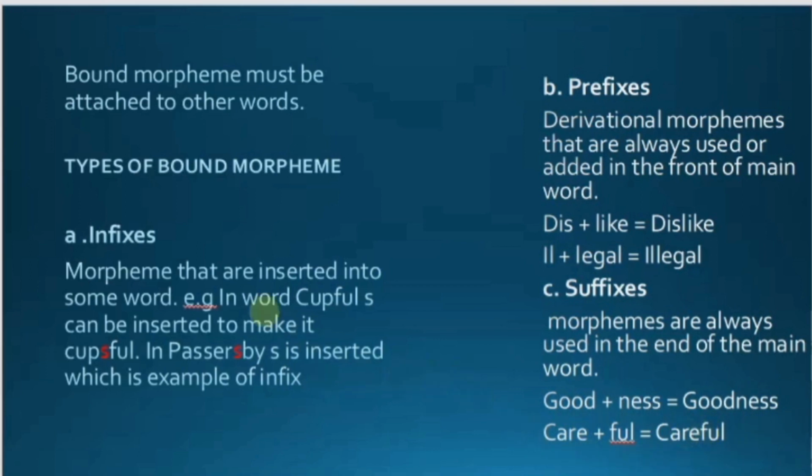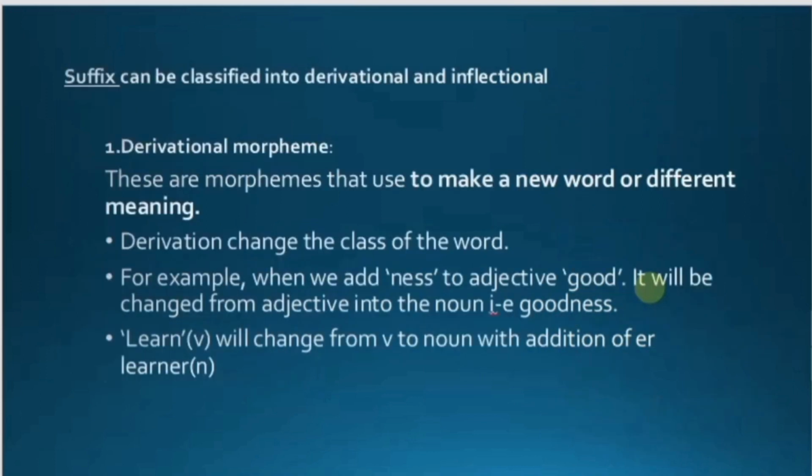This is the category. These are all branches of bound morpheme: infix, prefix, and suffix. But here suffix is the type of the bound morpheme that is further divided into two other classes, means derivational as well as inflectional. So this is the last division that we are going to discuss. Suffixes can be divided into derivational morpheme.